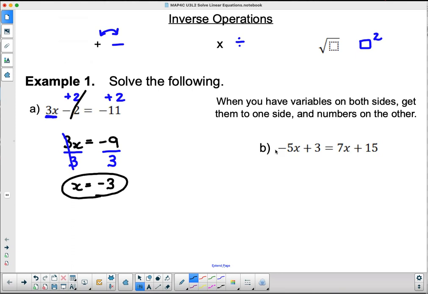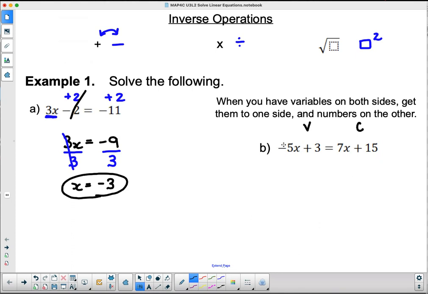So moving on to the next question. When you have variables on both sides, get them to one side and the numbers on the other. So we want to pick a variable side and a number side, and it doesn't actually matter which one's which. Usually people like the variables on this side and the constant term or the number term on this side. So that's what we're going to do here.